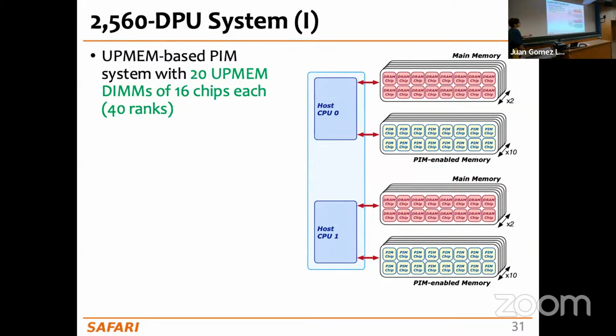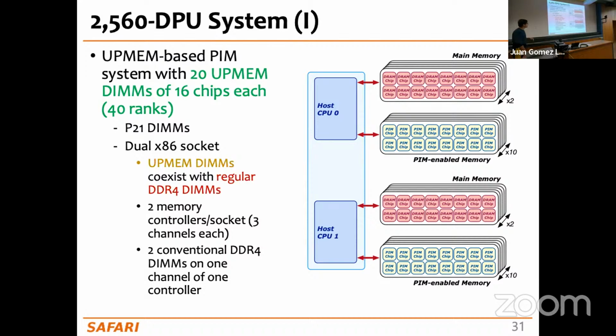This is, let's say, the largest UPMEM PIM system at the moment with 20 UPMEM DIMMs, because each of them has 2 ranks. In total, there are 40 ranks, okay? Remember, in each rank, there are 8 chips. In each chip, there are 8 DPUs. That means that one rank has 64 DPUs and 64 MRAM banks.